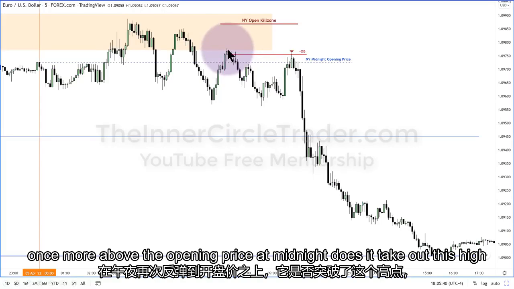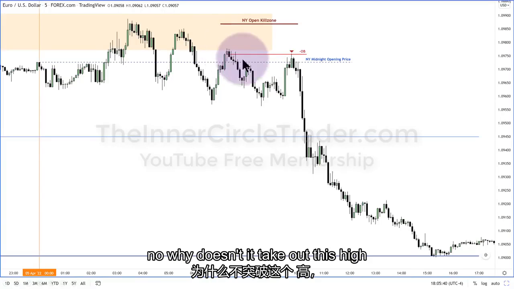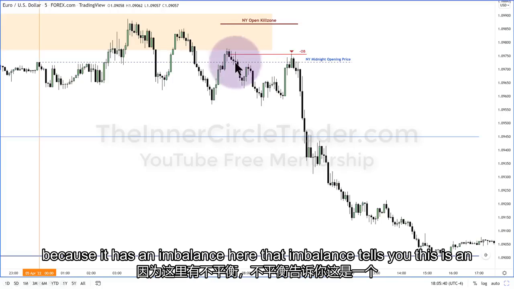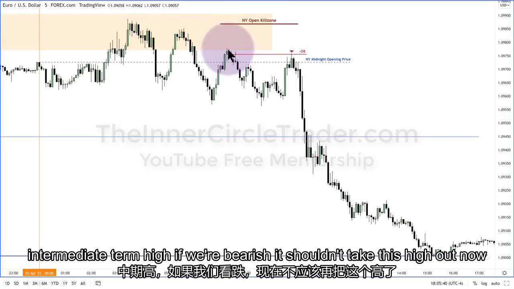Does it take out this high? No. Why doesn't it take out this high? Because it has an imbalance here. That imbalance tells you this is an intermediate term high. If we're bearish, it shouldn't take this high out.